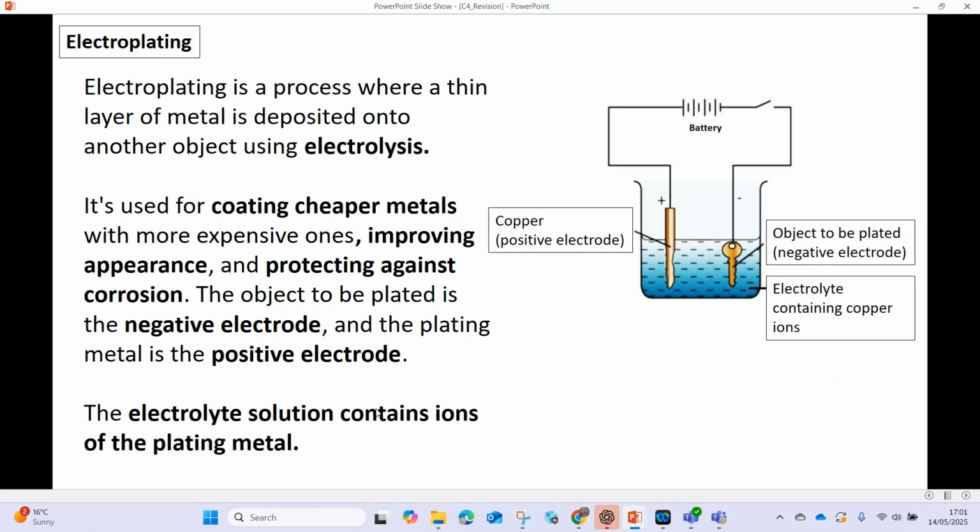All you do is you put the object to be plated and use it as your negative electrode, and the plating metal is the positive electrode. If the electrolyte solution contains ions of the plating metal, what you will see is the object, which is the negative electrode, will become coated in whatever the positive electrode metal is.